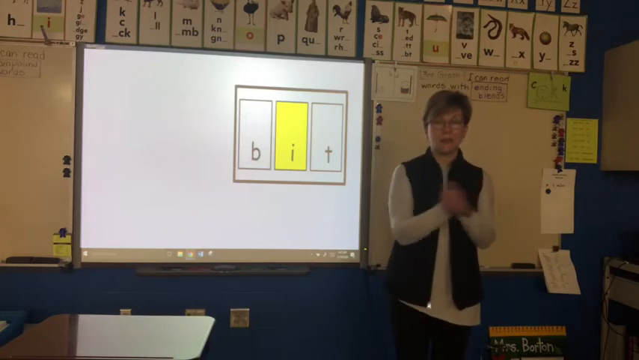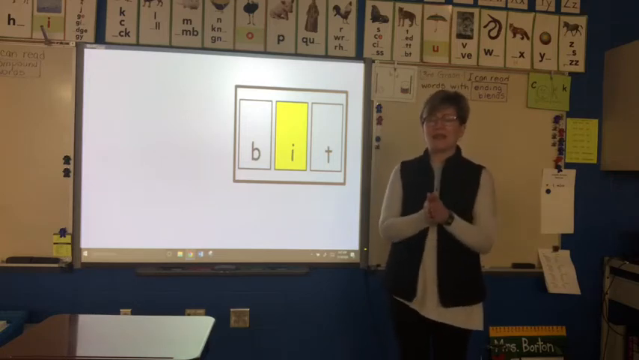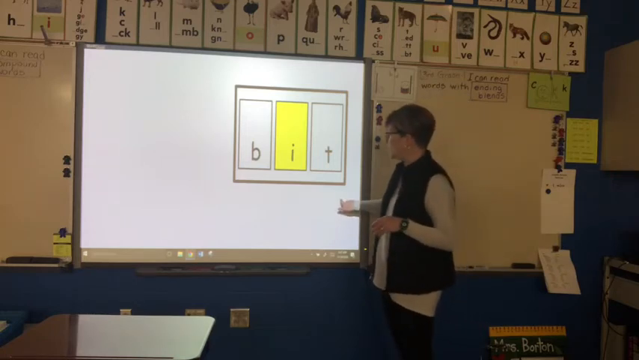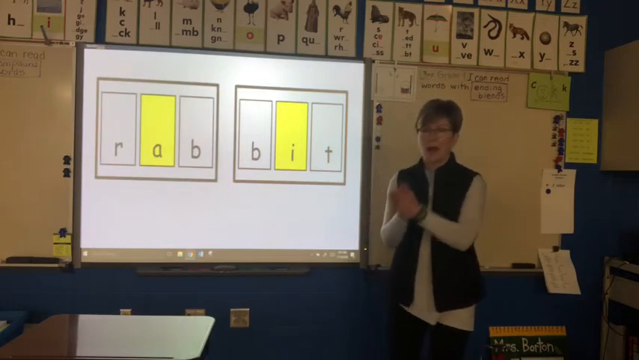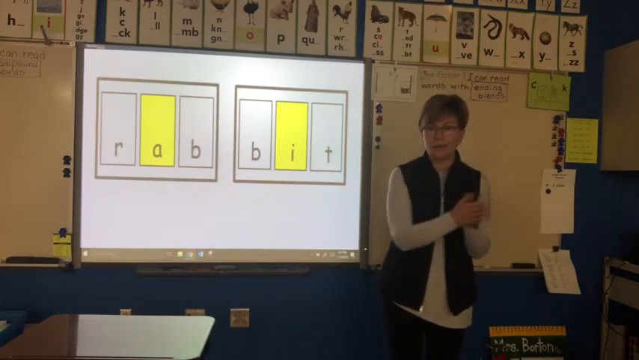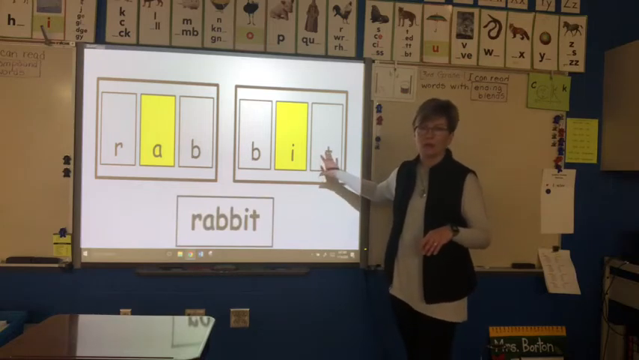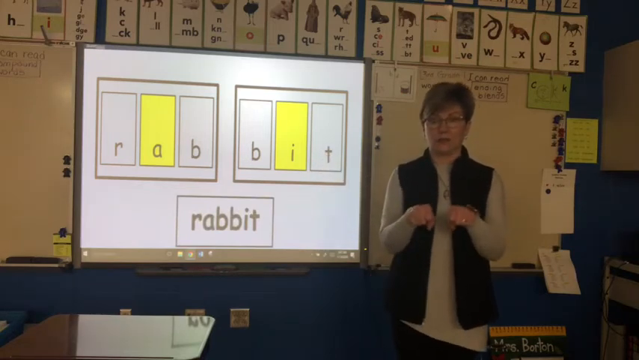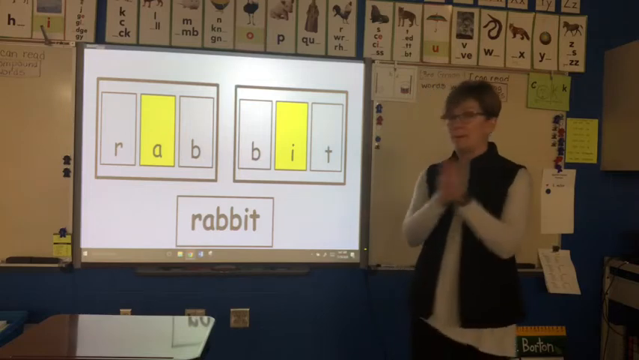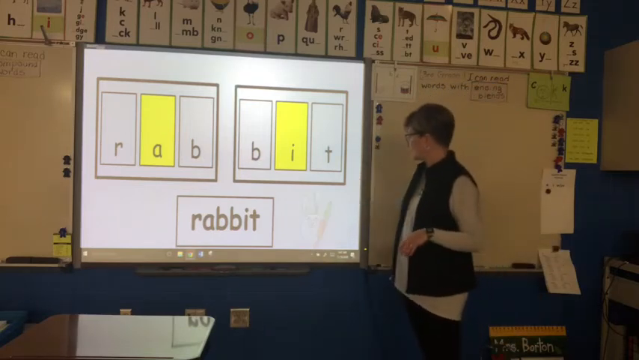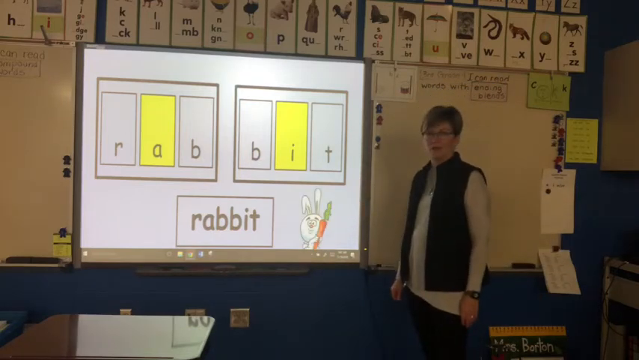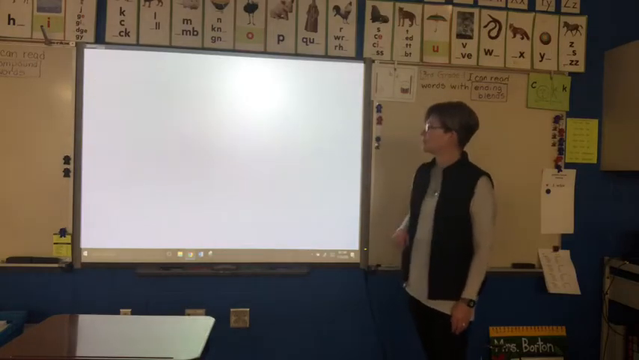Bit, bit. I recognize that as a word, but when I put these together, rabbit, rabbit, this is not necessarily a word in this two-syllable word. Rabbit, and we know what a rabbit is. There he is, that cute little guy.